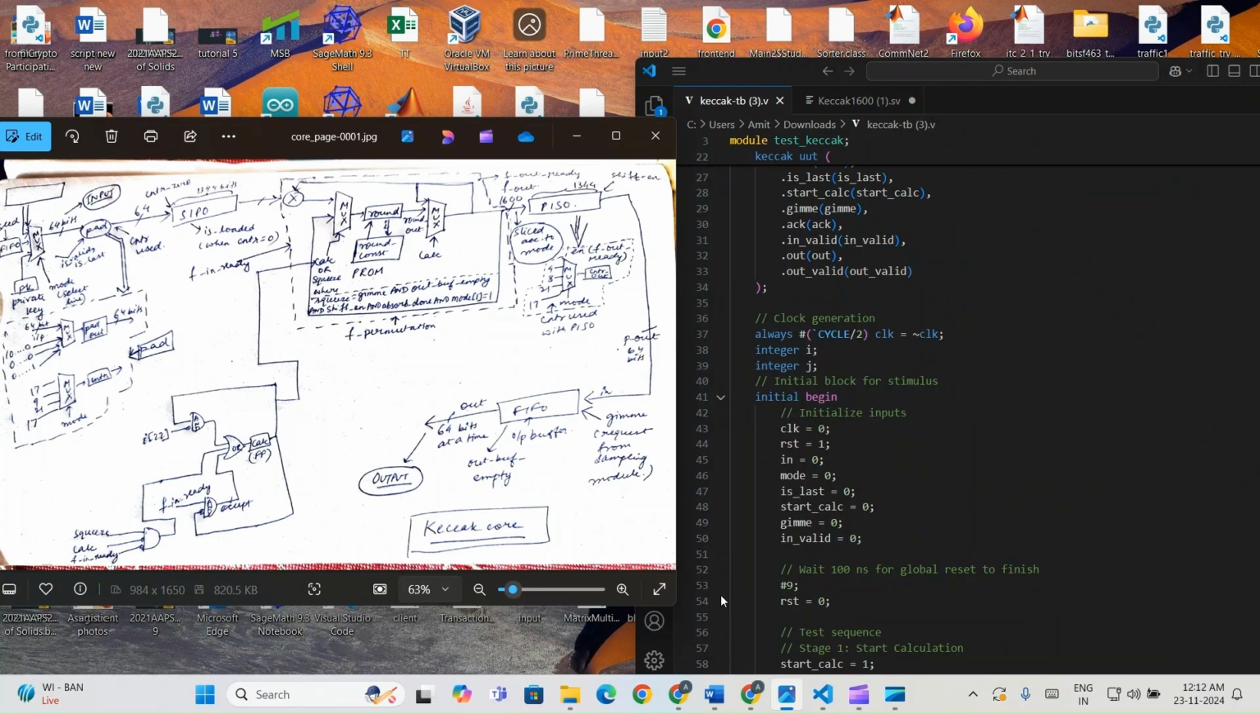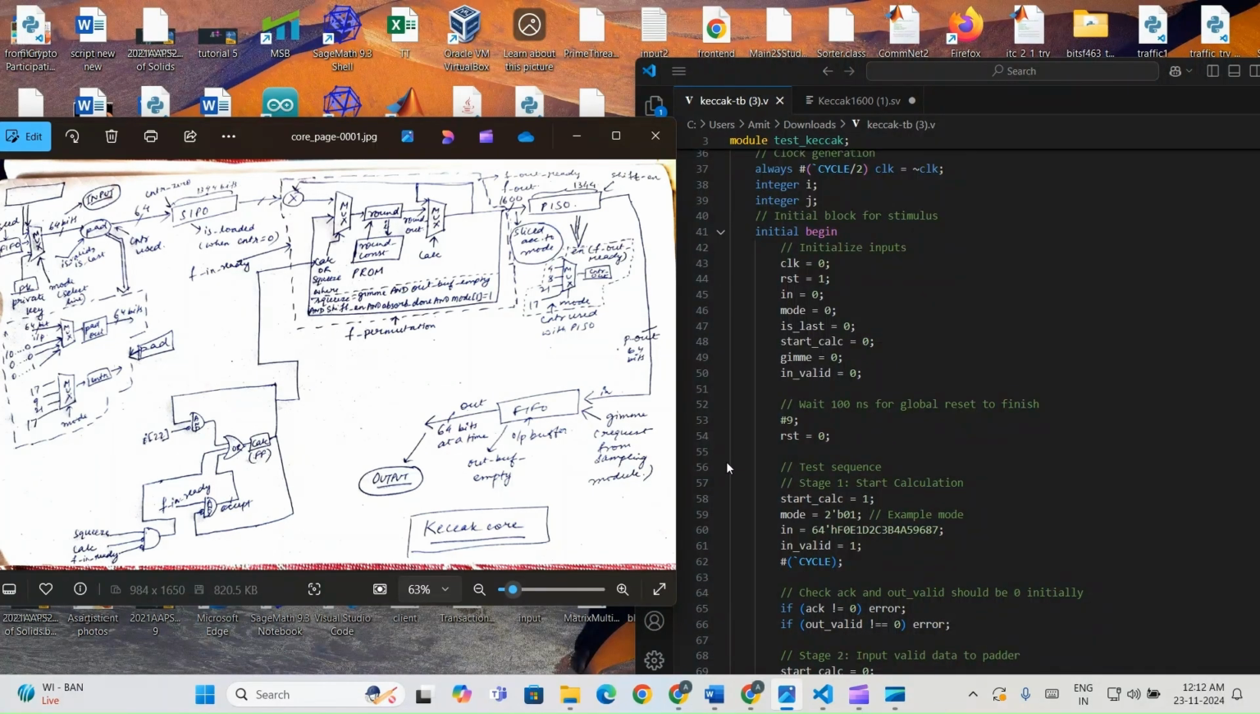Next, we have part 4, that is stimulus application, or the hint to start calculation, and this can be seen in the provided code from lines 55 to 62. So from here, line 55 to 62, we have stimulus application happening. This section simulates starting the Keccak computation. The start_calc signal initiates the process, and the in signal provides the first input word. The mode sets the operational parameters for the core.